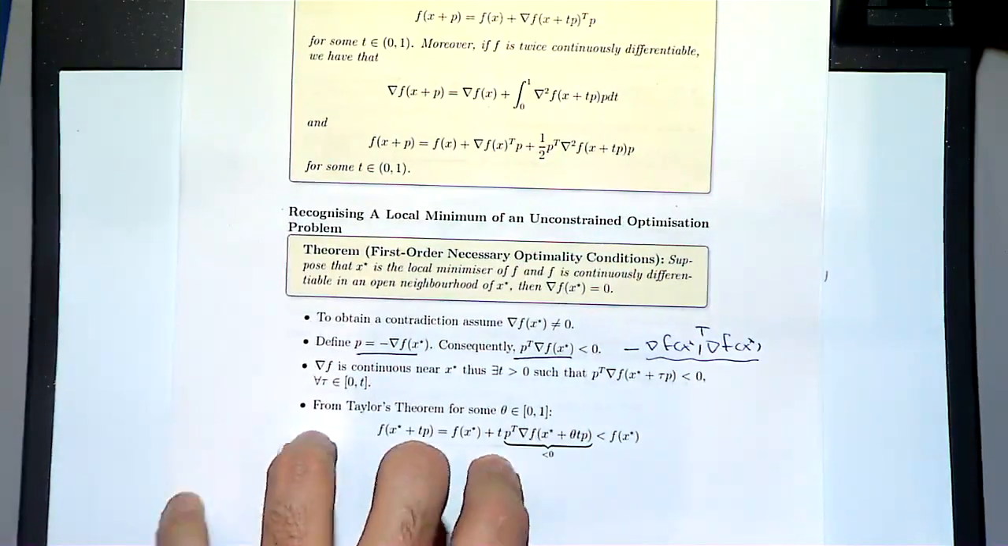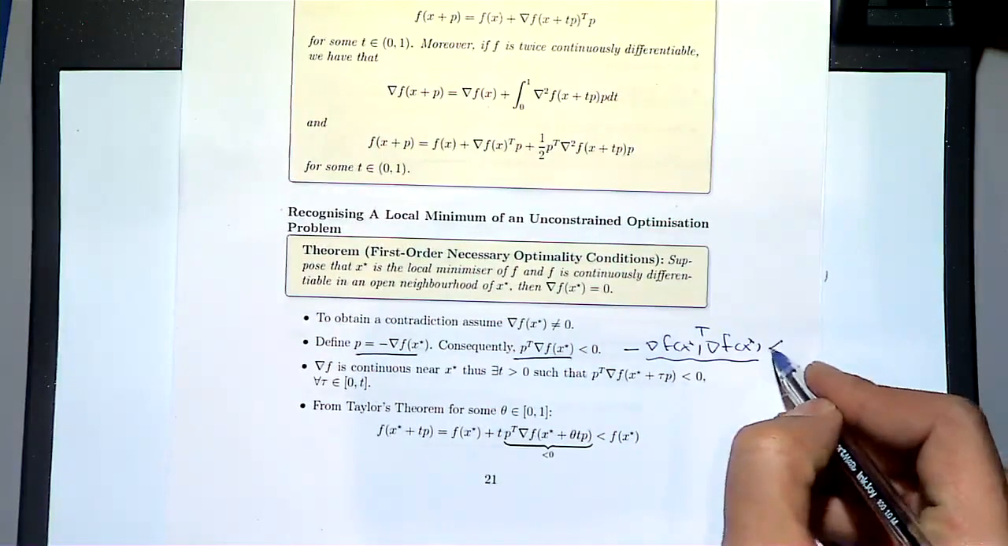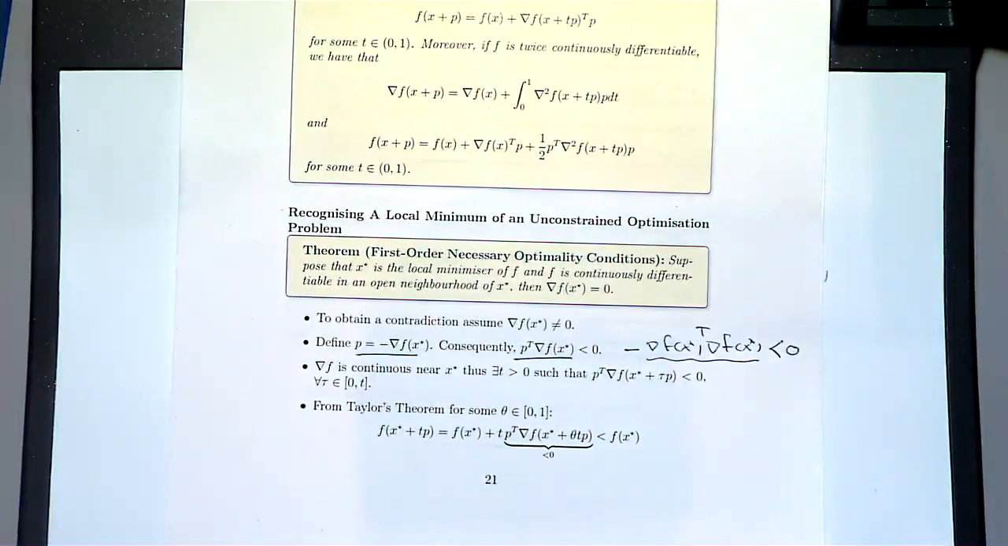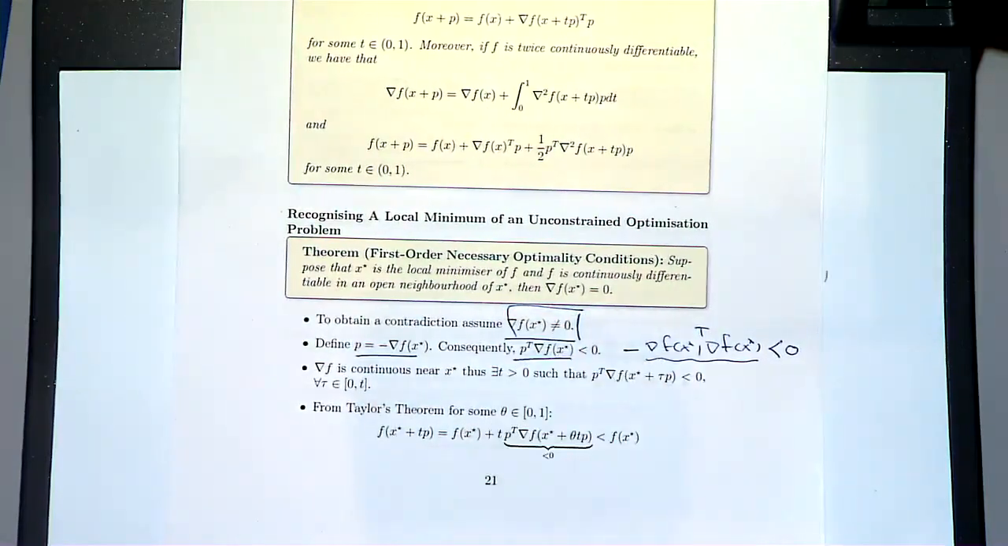What is the inner product of a vector by itself? It's the Euclidean norm squared. What is the sign of the Euclidean norm squared? It's positive. Because of the negative sign, it's definitely less than 0. Why is it strictly less than 0? Because a norm is only 0 when the vector is 0. Okay, so far so good.